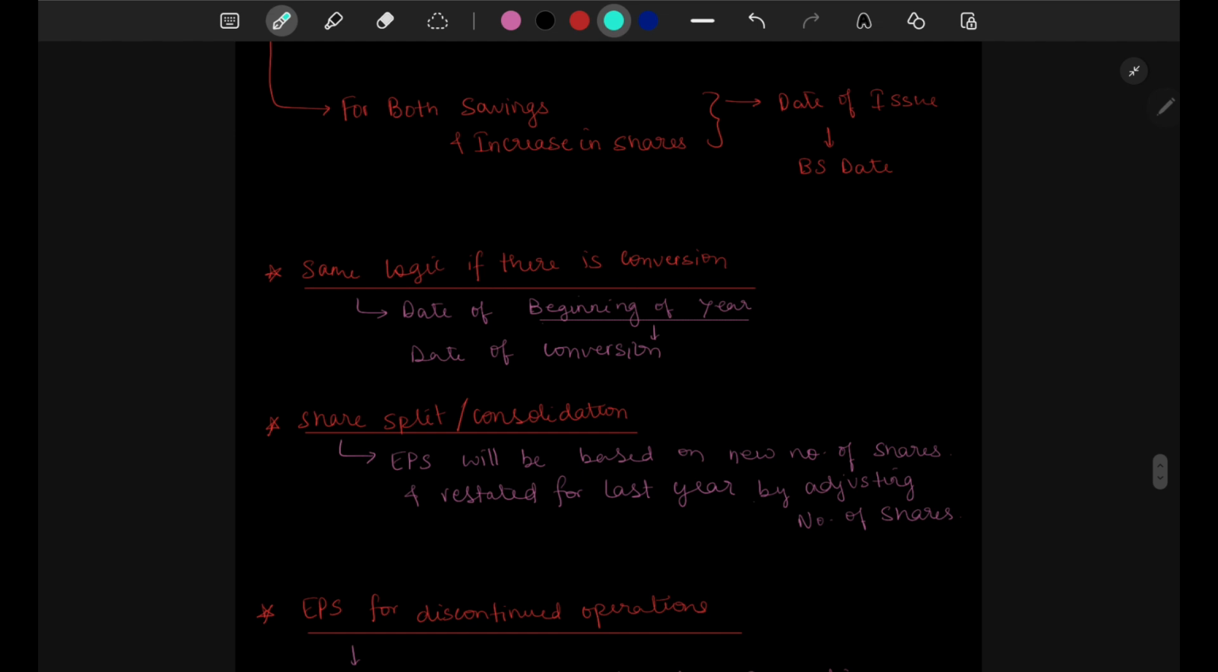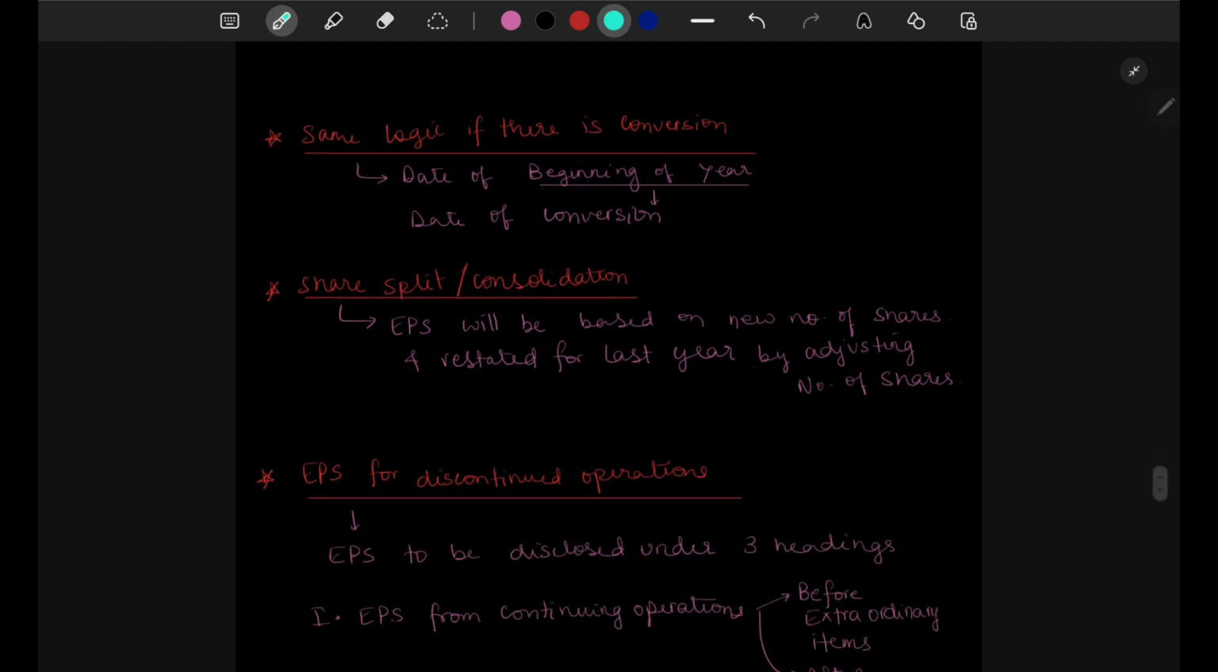And same logic if there is conversion. If the shares are converted in the middle of the year, then you will have to consider the time factor from the beginning of the year to the date of conversion only, for the purpose of diluted EPS. And then obviously after it gets converted, you will be treating it as normal shares, so it will form part of your basic EPS itself.